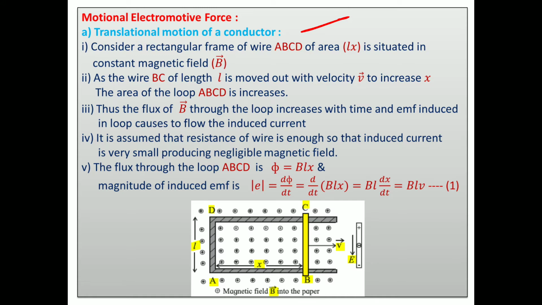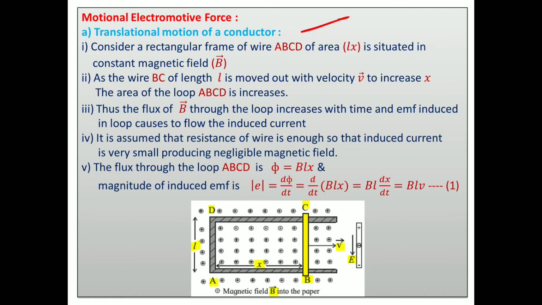Now, it is assumed that the resistance of the wire is large enough so that the induced current is very small, producing negligible magnetic field. Meaning the magnetic field of the wire does not affect the original magnetic field.